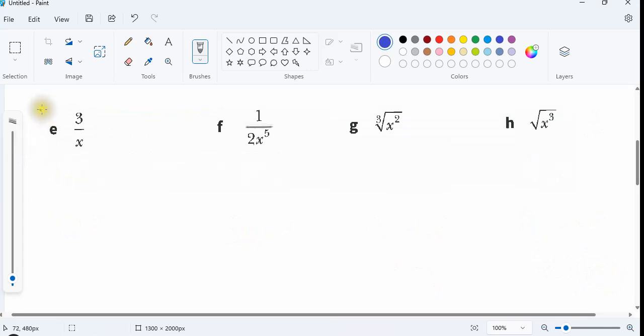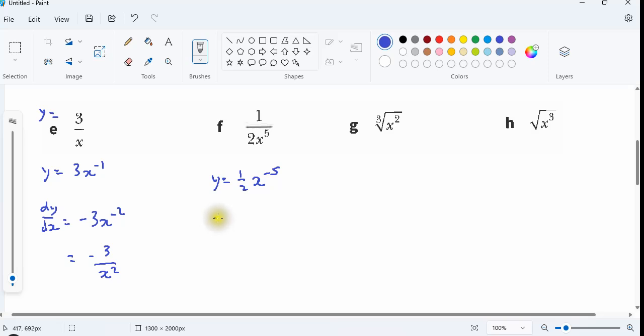So this one we rewrite y as 3x power negative 1. So the dy/dx will be negative 3x power negative 2, which is negative 3 over x squared. So we have y is 1 over 2 x to the power negative 5. So dy/dx will be negative 5 over 2 x power negative 6. So it will be negative 5 over 2x power 6.